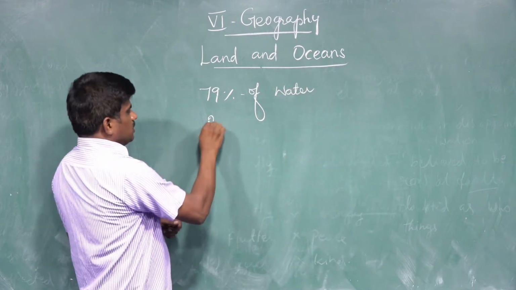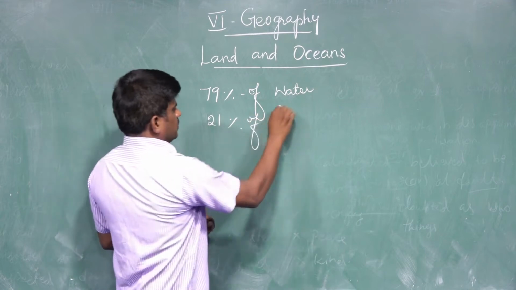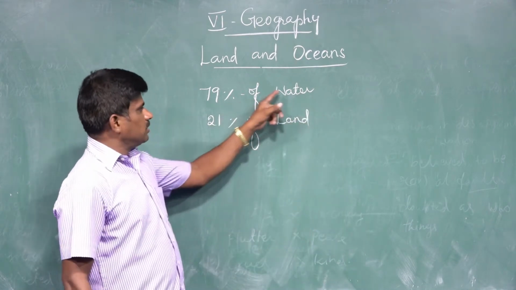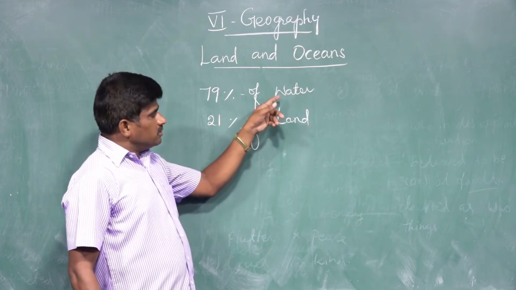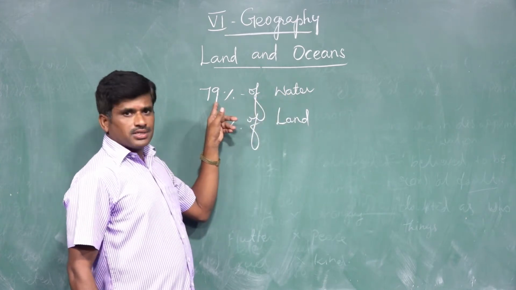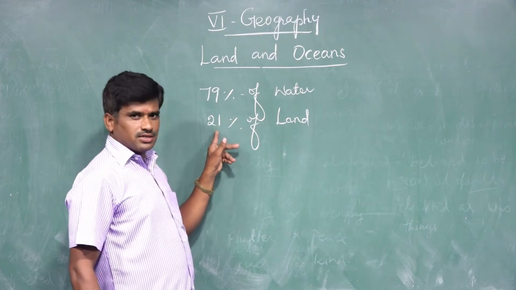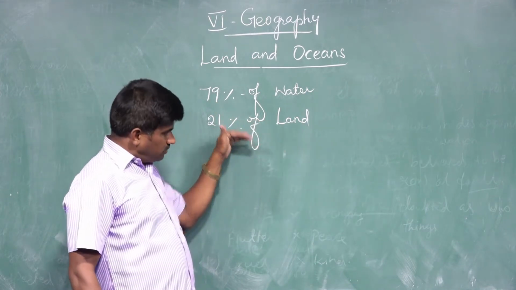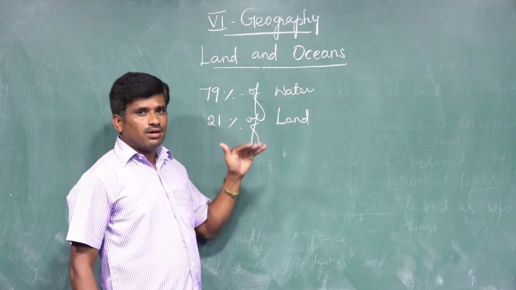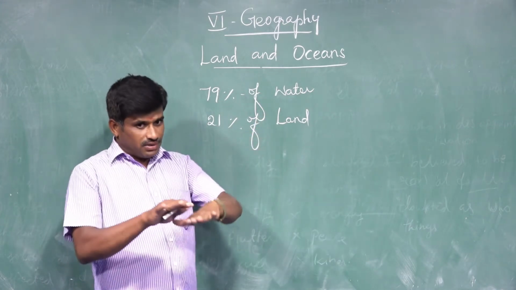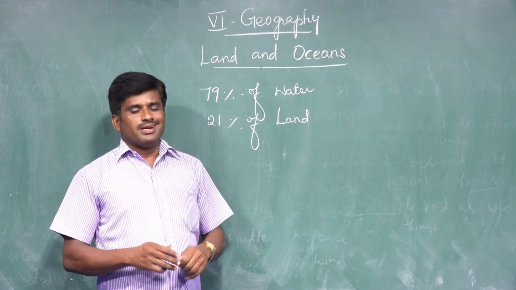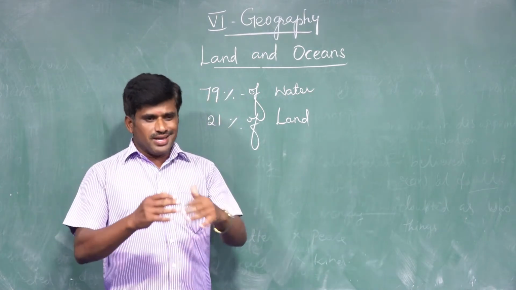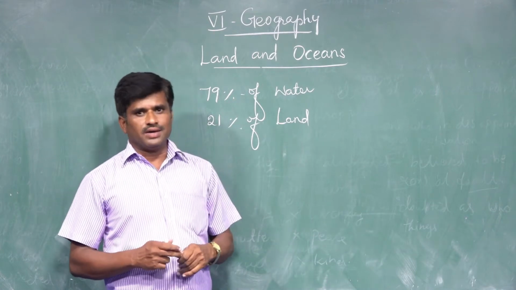Then 21% is land. The Earth is covered by water and land. Water occupies 79% and land occupies 21% of the Earth's surface. The surface of the Earth is not even. It has lofty mountains and deep oceans.